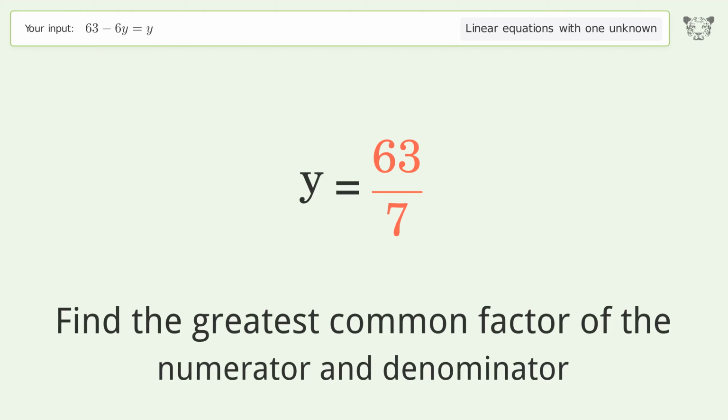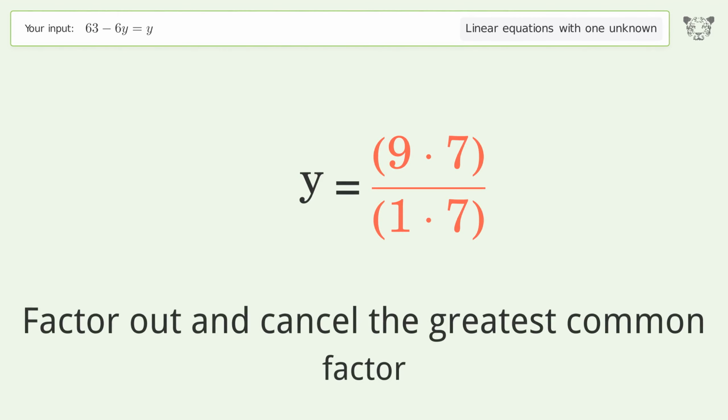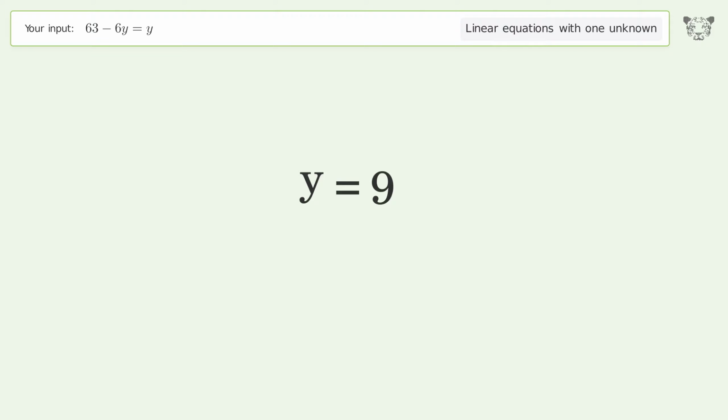Find the greatest common factor of the numerator and denominator. Factor out and cancel the greatest common factor. And so the final result is y equals 9.